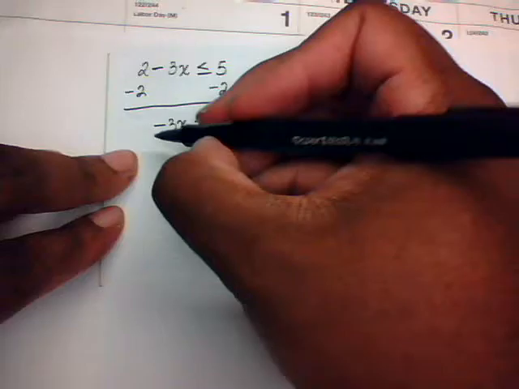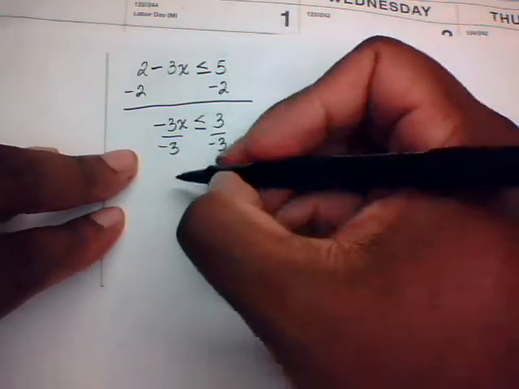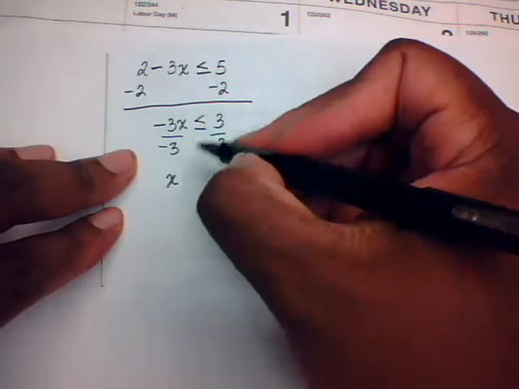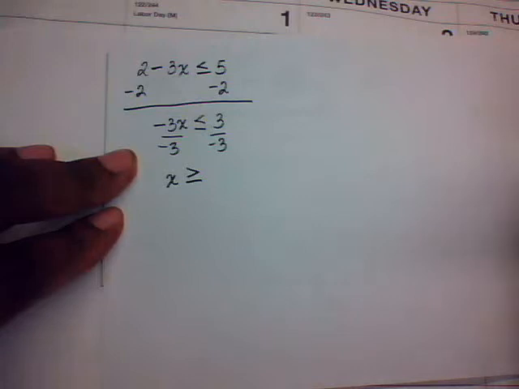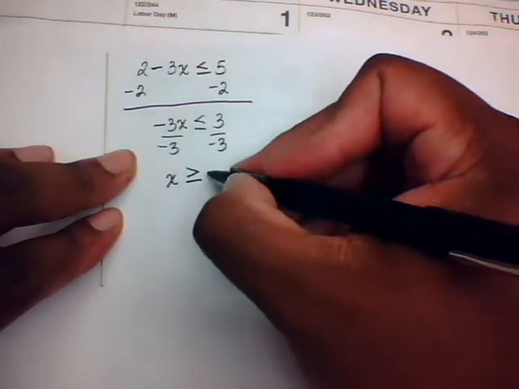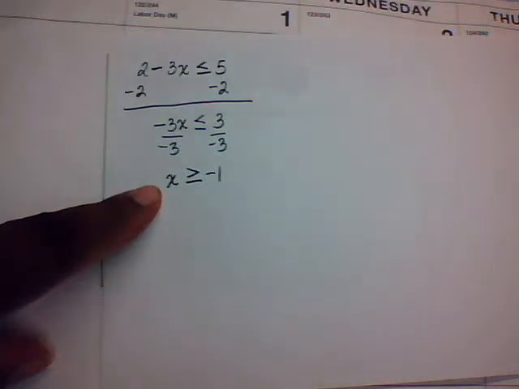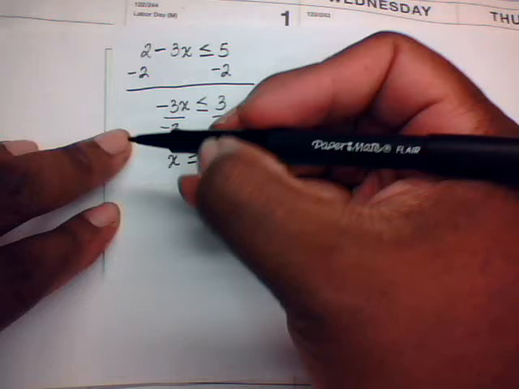And then to get the x by itself, you're going to divide both sides by negative 3. Now keep in mind, we're dividing both sides by a negative number, so that means less than or equal to will change to greater than or equal to. And then 3 divided by negative 3 is negative 1. So your inequality will be x is greater than or equal to negative 1.